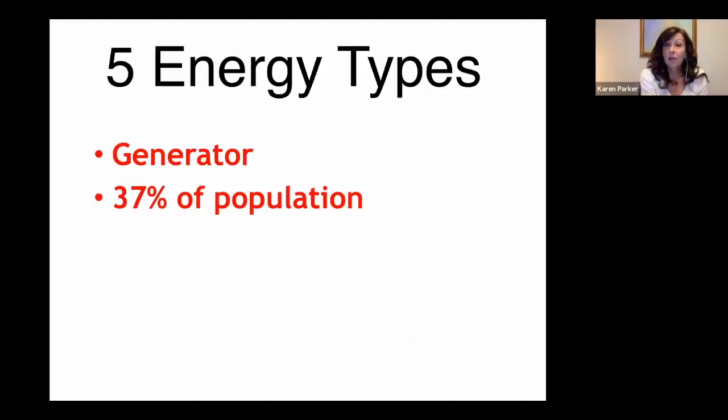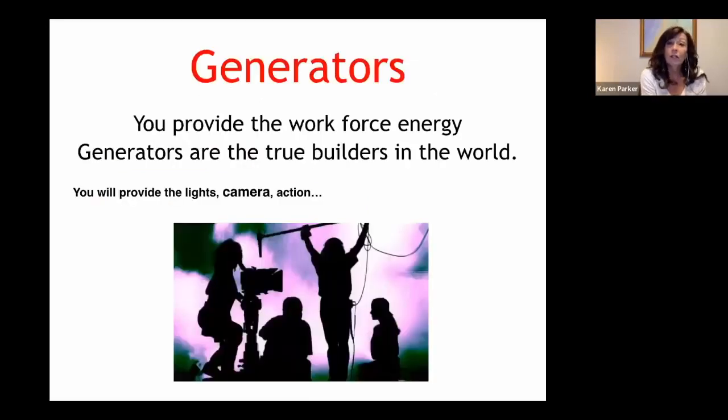The next type is called the generator. Generators are approximately 37% of the population. Generators are here to provide the workforce energy, and they are the true builders of the world. So if you think of putting on a show, a movie or a show on stage, it's the generator type, metaphorically, that's designed to do the lights, the camera, the action, build the set, you know, do all the work. They're the workers.